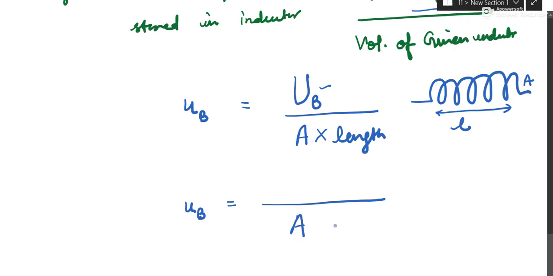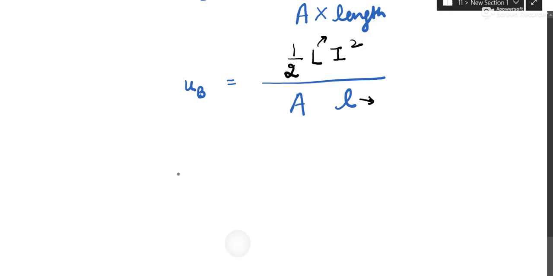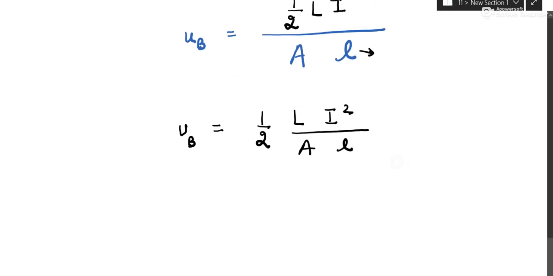This is A, this is l, and this we obtained as half. Do you remember? It's half L i square. This L is self-inductance. This l is the length of the solenoid or inductor. Please be very careful about it. So this is equal to half L i square upon A into l. Now we will have to go back to the topic of self-inductance of a solenoid, a long inductor, which we have already found. You can check in the videos, or you must be remembering the formula.